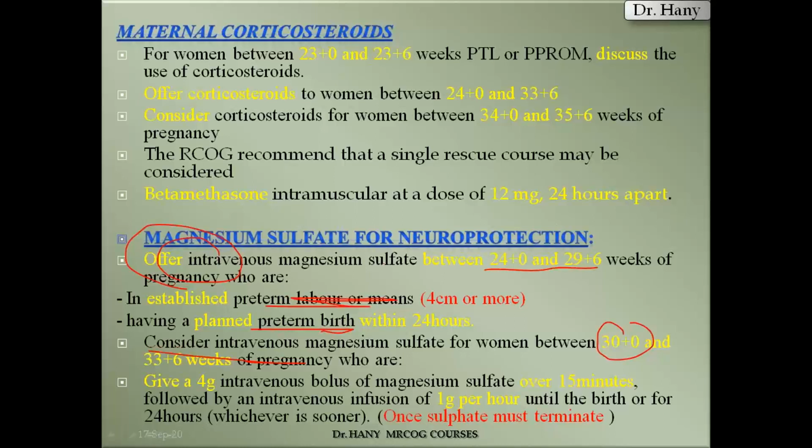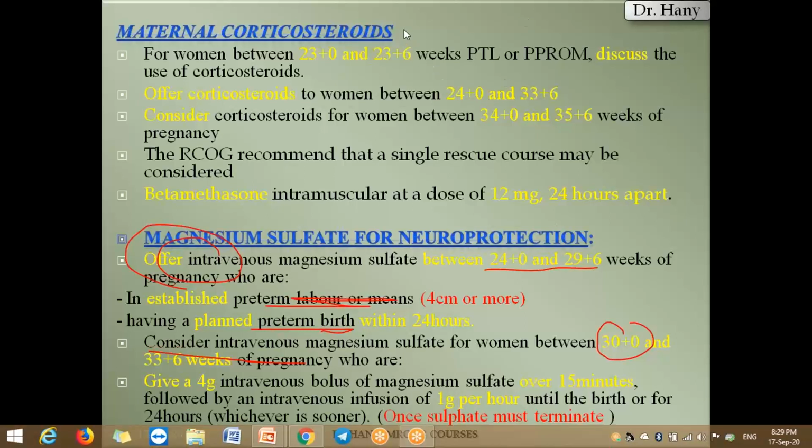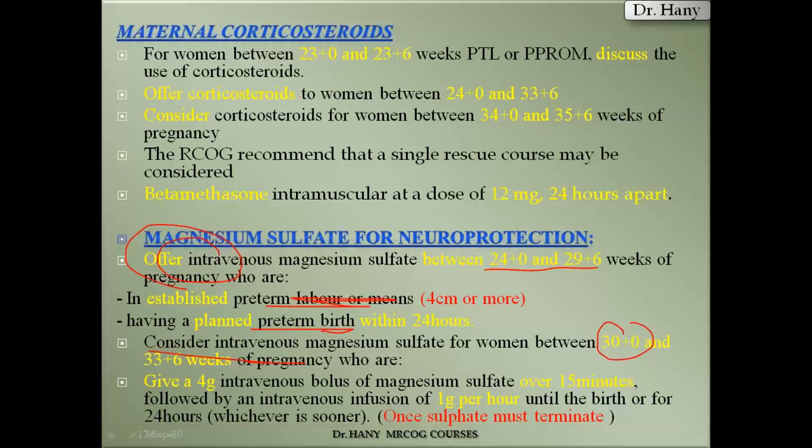I was asking about the rescue dose of betamethasone, the corticosteroid rescue dose. It's only one dose, my dear. Betamethasone intramuscular, 12 milligrams, 24 hours apart. This is the regimen recommended by the guideline. Even if the woman is in labor, you will start the corticosteroid.